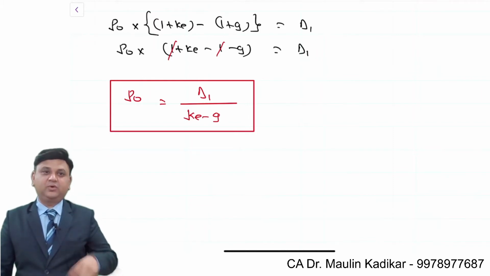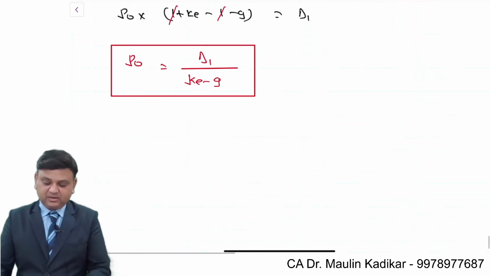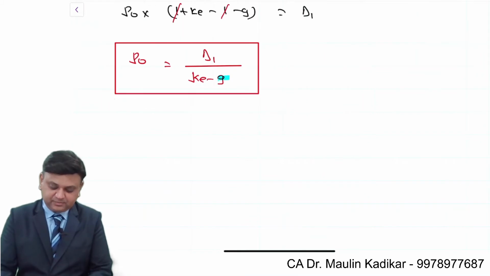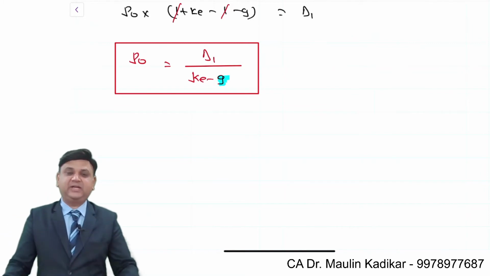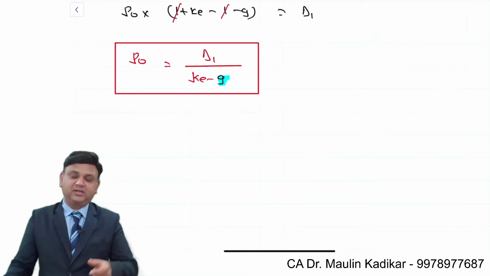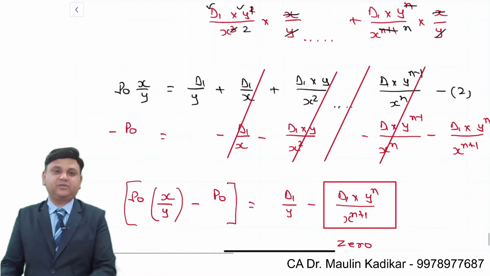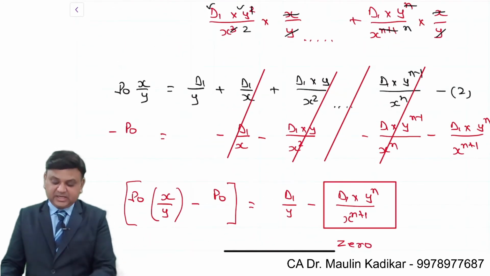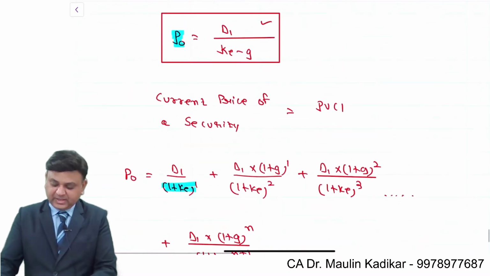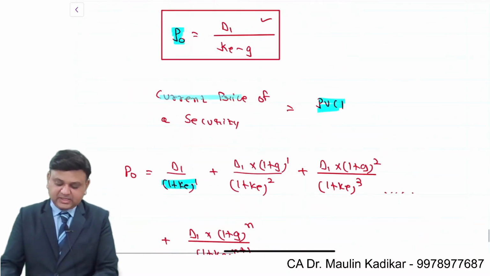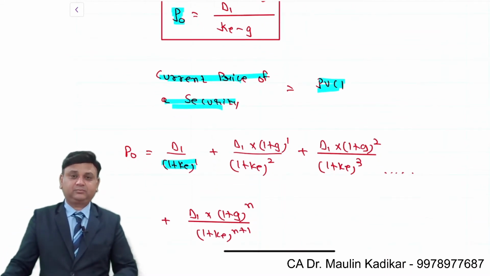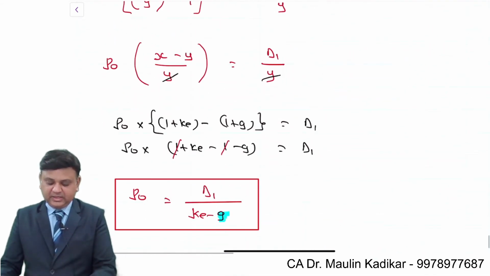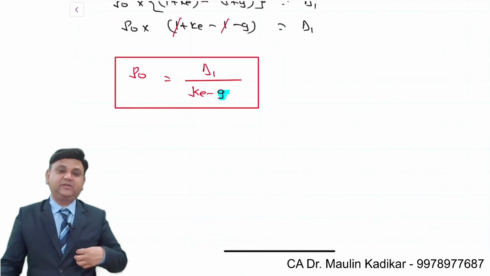I just want to tell you one more thing, that many a time I come across a question: sir, why do we deduct g over here? That question cannot have a simple answer. Why is g deducted? For that, you need to understand the derivation of the formula. The concept is very simple, that the present value of the cash inflow is the current price of the security. That is the basic concept that we have. So you cannot have a simple answer to the question of why g is deducted.